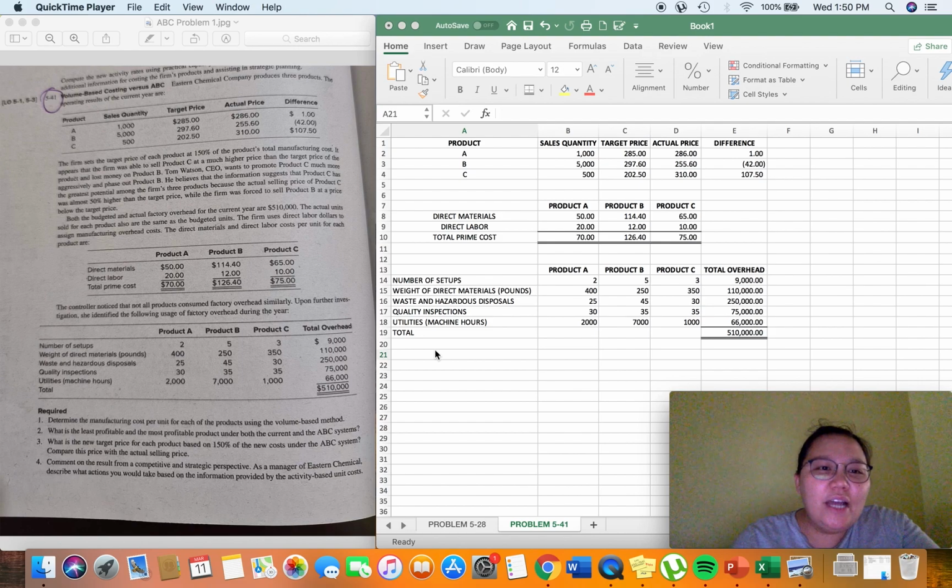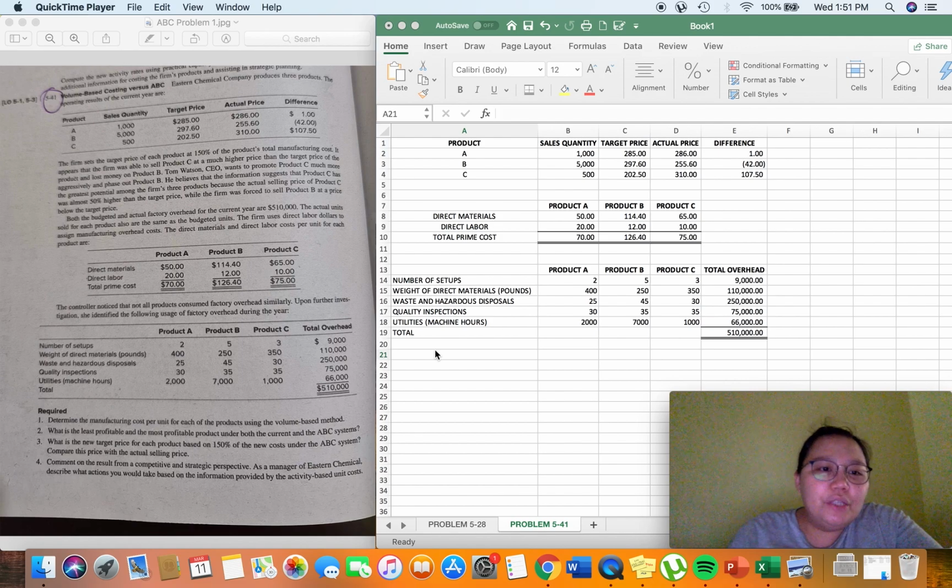Both the budgeted and actual factory overhead for the year are 510,000. The actual units sold for each product also are the same as the budgeted units. The firm uses direct labor dollars to assign manufacturing overhead costs. And the direct materials and direct labor costs per unit for each product are as follows. So we are given the prime cost for products A, B, and C.